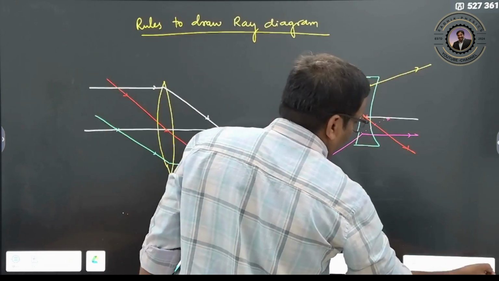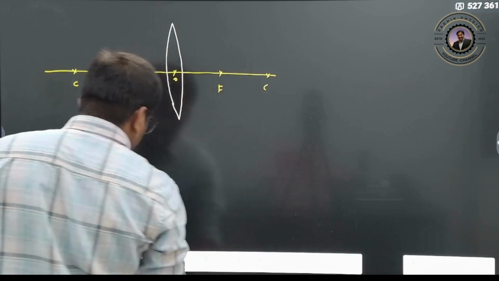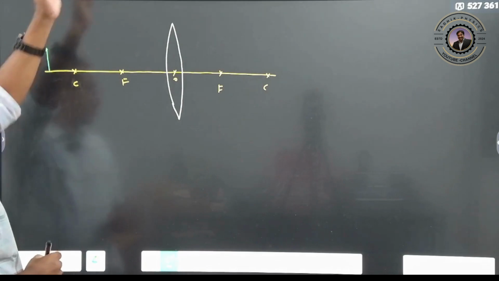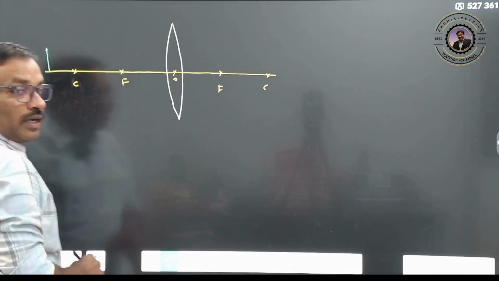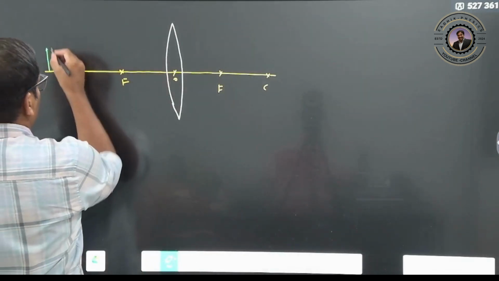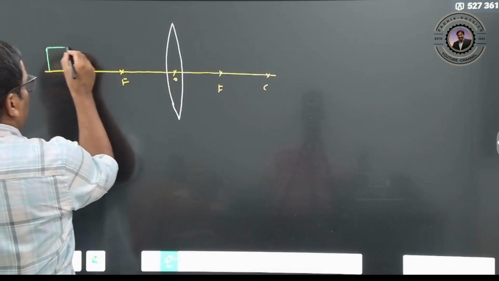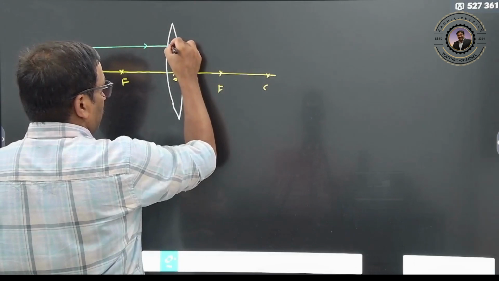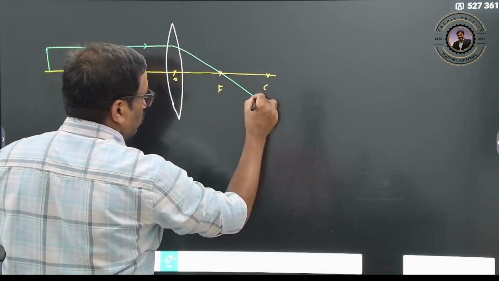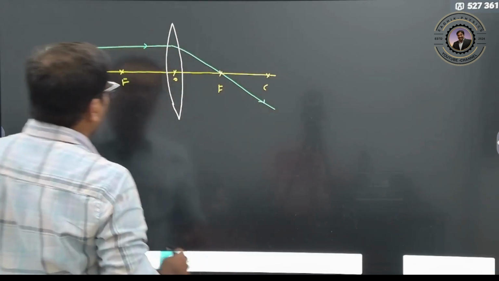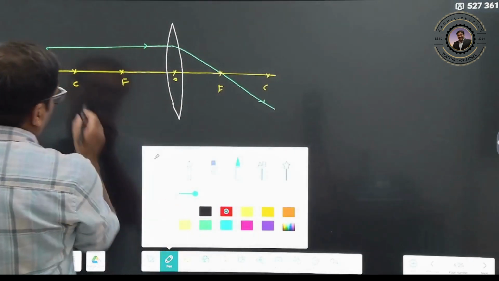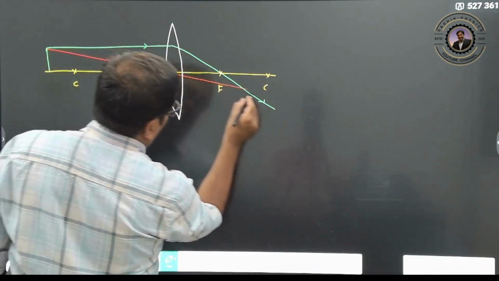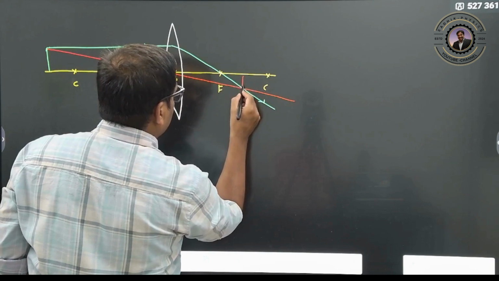So here we can keep the object at different positions. Now we will keep the object beyond C. We will follow the rules to draw the ray diagrams. If an object is at this point, the light rays are coming parallel to the principal axis. After refraction it goes to the principal focus. Clear? Now one more light ray, which is coming and falling on the principal focus. Therefore, here the image is created now.